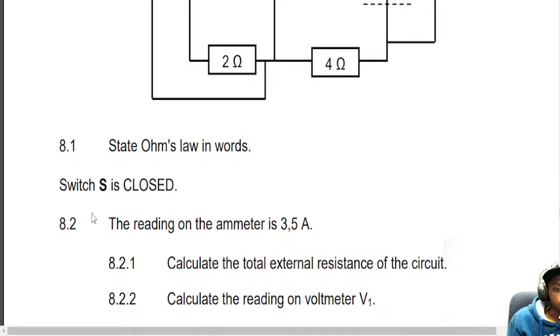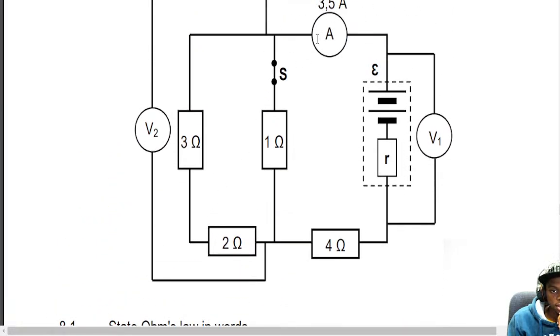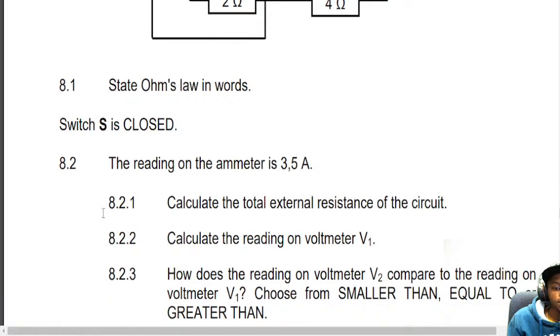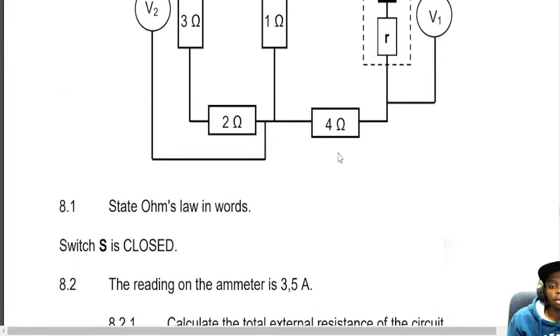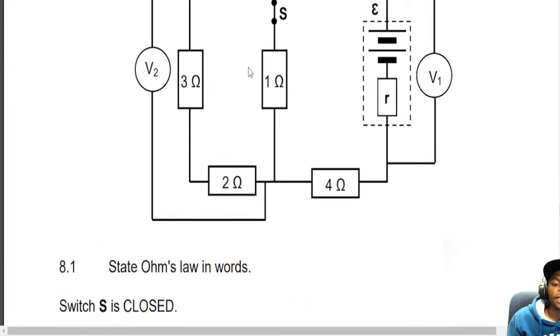In 8.2, they say the reading on the ammeter is 3.5, as we can see as well. Now they say calculate the total external resistance of the circuit. Remember what I explained before? The 1 ohm, 3 ohm, 2 ohm, and 4 ohm resistors won't necessarily be the total resistance of the circuit. It will be the total external resistance.